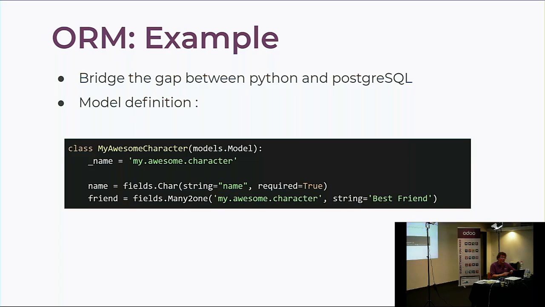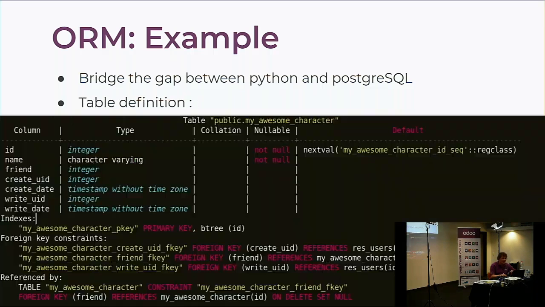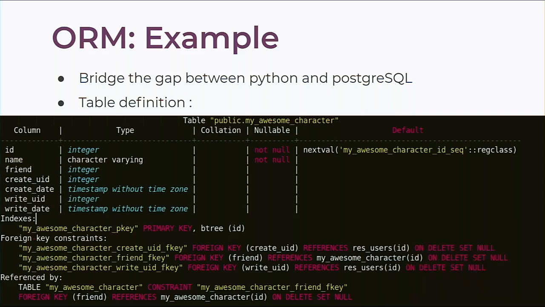The ORM, by the syntax we used to define the models, will deduce that there is a new table to create first, with the name my_awesome_character, with a varchar column here for the name that should have a not null constraint, and a friend column which should be an integer with a foreign key constraint on the same table. Okay, and it is exactly what the ORM does when you install the module.